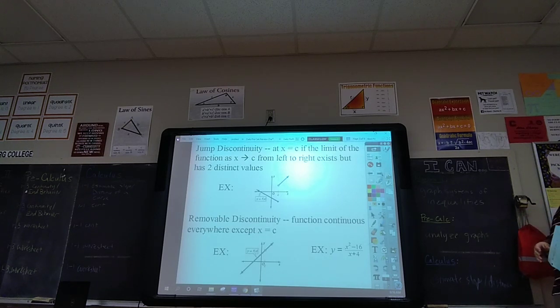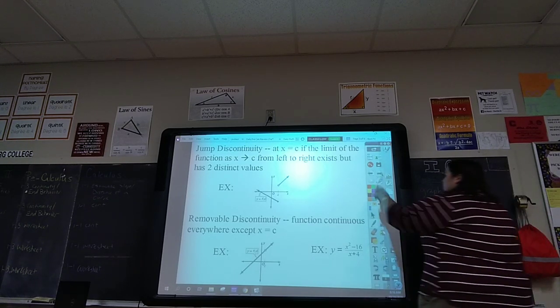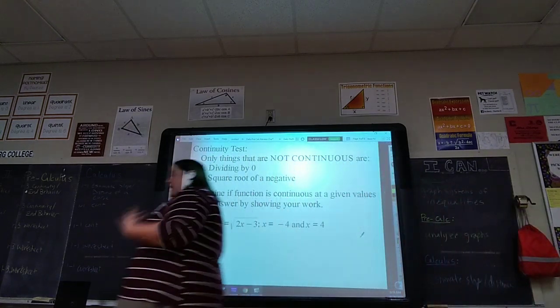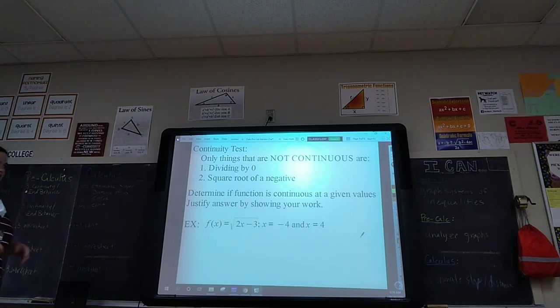For the most part, we are giving you an equation and we're going to check if it's continuous at a point. So we're going to do the continuity test. In order to do the continuity test, you are given a function and you're given one value or two values or multiple values to check. The things that are continuous outweigh the things that are not. So the two big no-nos we look for are if you have to divide by 0, because we know we can't do that, and also square rooting a negative.